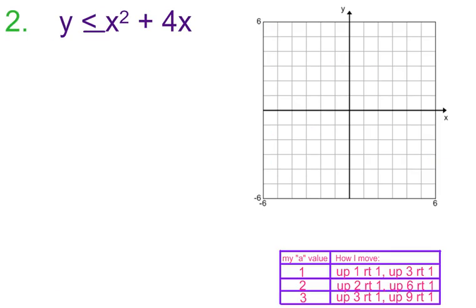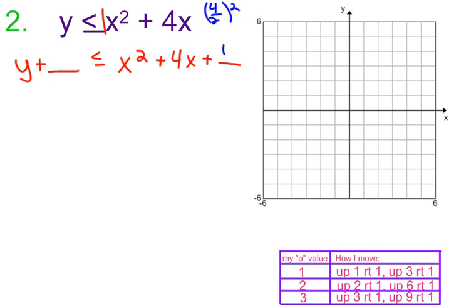Number 2, this one's a little different because I don't have a constant to move over right away, which is totally fine. So I'm going to go straight into the plus blank. So y plus blank is less than or equal to x squared plus 4x plus blank. Since I had a 1 here, I didn't have to factor anything out. My blank is b over 2 squared. So 4 over 2 squared, which hopefully we realize is 4.